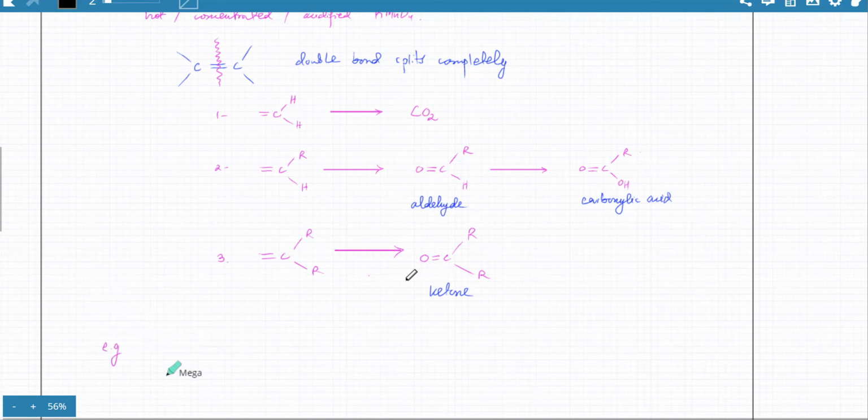Sir, won't this ketone undergo further oxidation? No, ketones are resistant to oxidation. They don't get oxidized. So let's talk about propene.